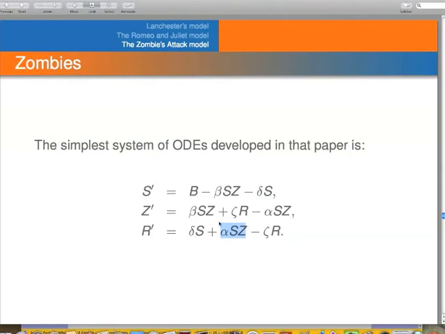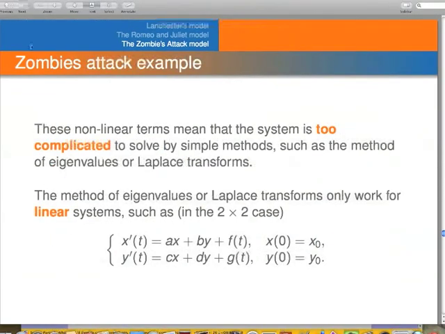When a zombie infects a person, again, this is represented by this term. They bite the person, they get turned into a zombie here, and that removes them from this population. So it's a complicated system of differential equations, and it's nonlinear because of these interaction terms. But one problem with nonlinear is that the methods like the method of eigenvalues and eigenvectors and Laplace transforms that we looked at before do not apply in this nonlinear case, unfortunately.